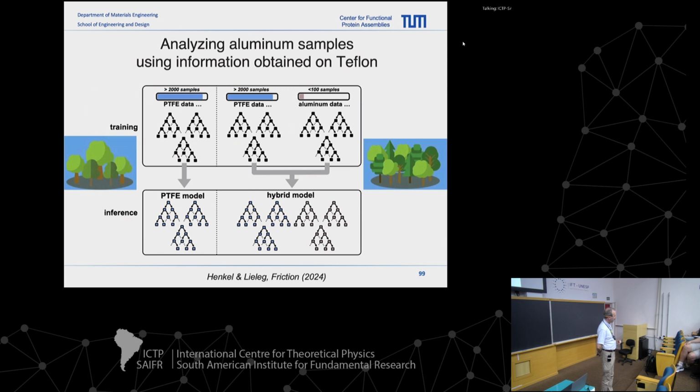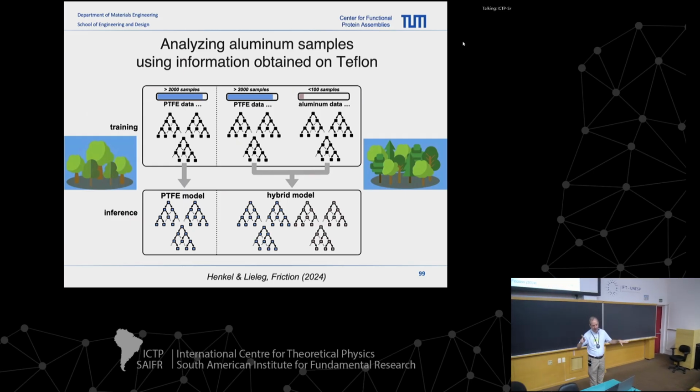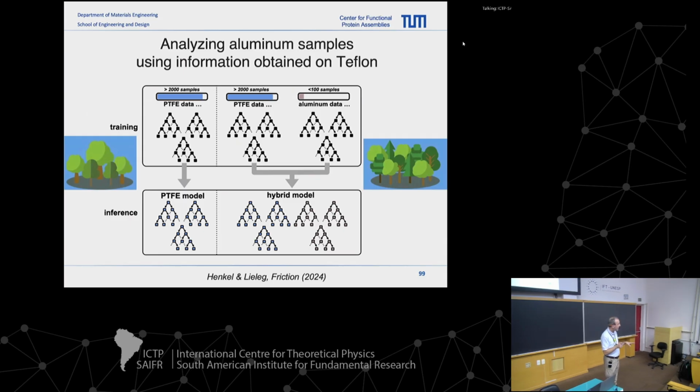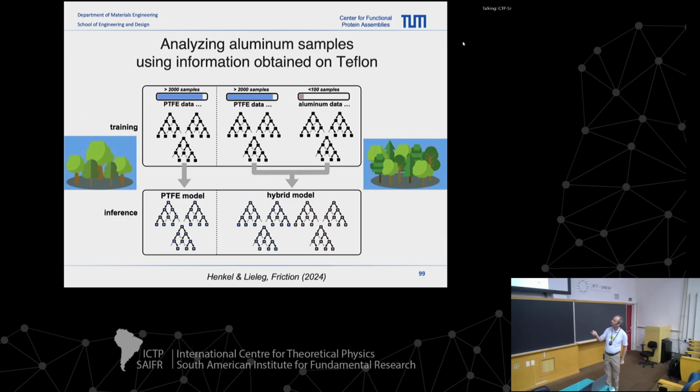Or you do something that's a bit smarter. You introduce a small number of different trees that actually have been trained on aluminum samples. Those, let's call them aluminum trees. So now I get a mixed forest, as you find them in Europe. And depending on how many aluminum trees you add to the system trained on Teflon, we might get a better answer than just training our system on Teflon only. And now the question is, how much data do I need in order to train my aluminum trees in order to get a nice result? But that's the overall idea.